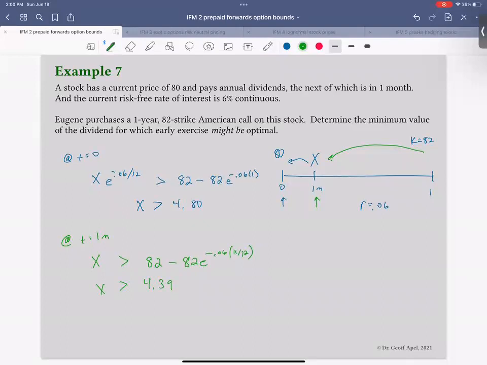So which one of these would I want here? They said determine the minimum value. If I thought about it at time zero, the dividend could be as low as 4.80, but if I waited a month and did it right before, the dividend could actually be as low as 4.39. So the dividend could be as low as 4.39 for it to possibly be optimal to exercise early. It gets us at another point.